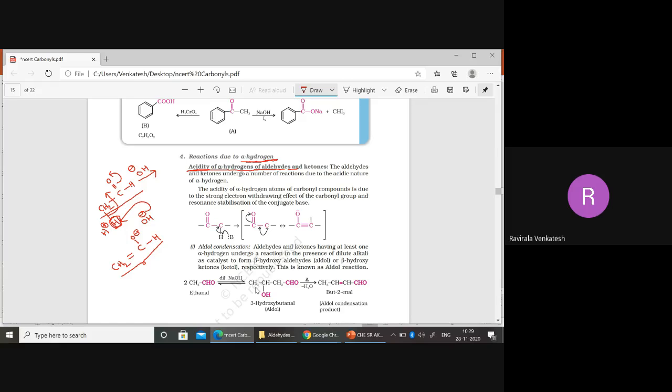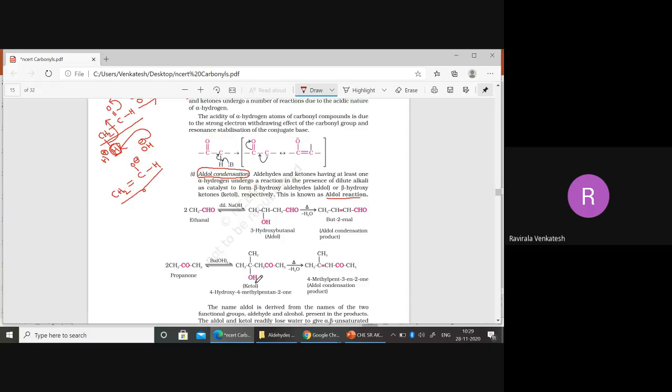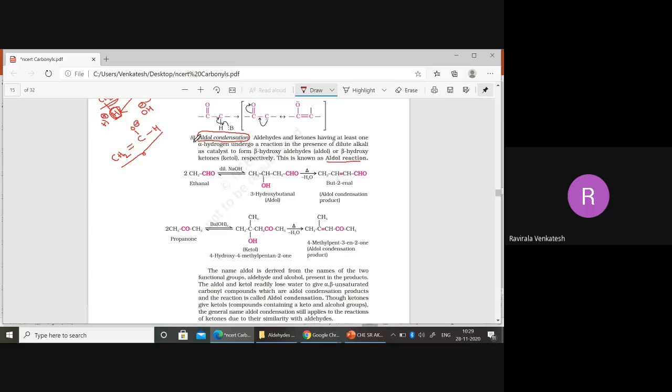Because of this, they undergo some types of reactions. What are they? The first one is called the Aldol condensation reaction. First of all, we'll see the Aldol reaction, then we'll see the Aldol condensation reaction. But it is very difficult to remember these reactions, so if you follow the mechanism, it will be easy for you. So let me show the mechanism for this one.